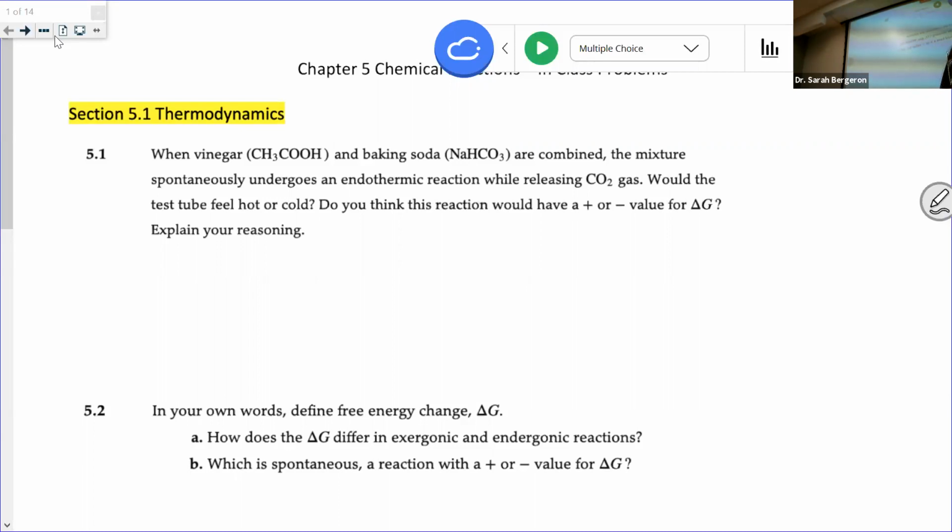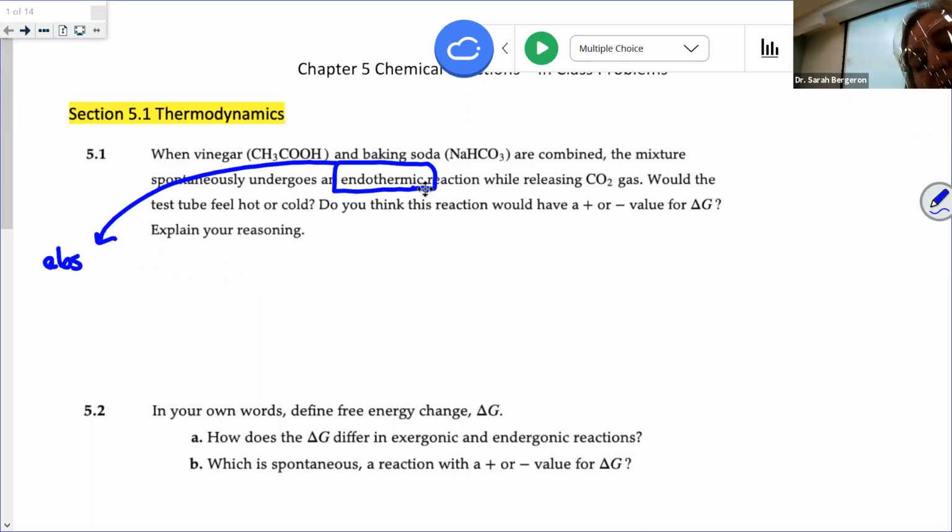Okay, for our first one: when vinegar and baking soda are combined, the mixture spontaneously undergoes an endothermic reaction while releasing CO2 gas. Anybody ever done that before? Mix vinegar and baking soda? The little experiment where you make the volcano, right? All right, so would the test tube feel hot or cold? So if it is endothermic, what's the definition of endothermic?